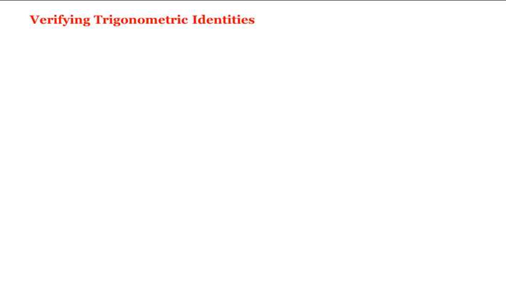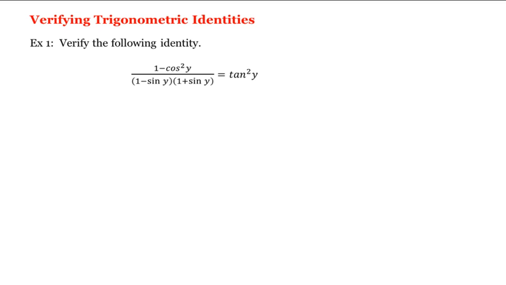Let's look at verifying trigonometric identities. For example, let's verify this identity here. Now, when verifying trigonometric identities, we can either work with one side until we get it equal to the other side, or work with both sides at the same time until we get them equal to one another.